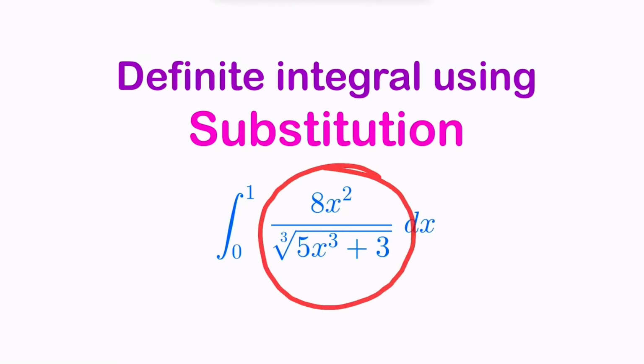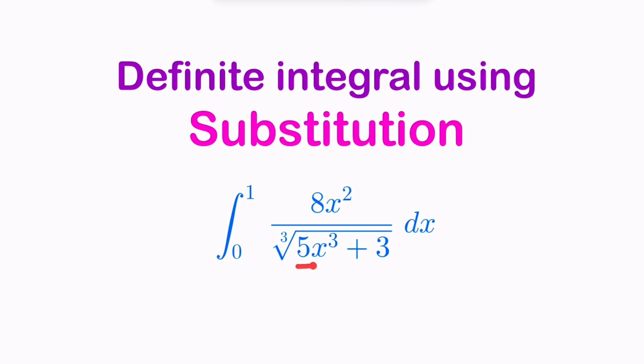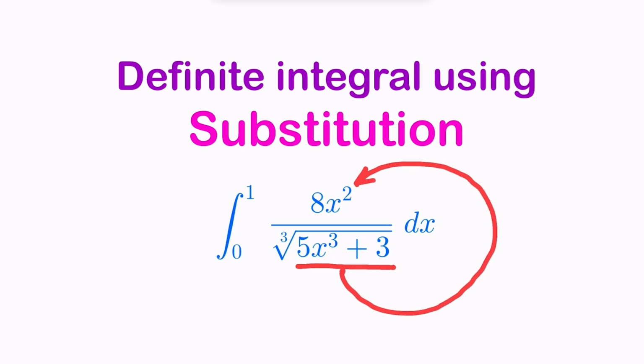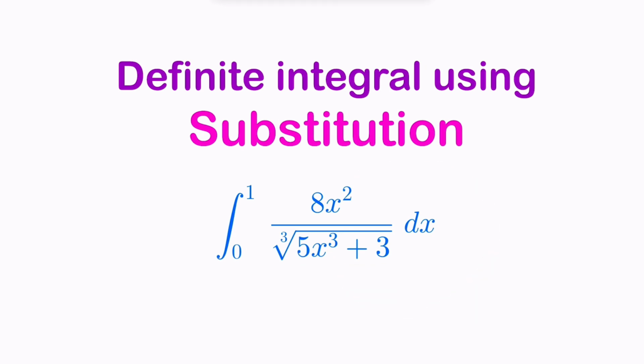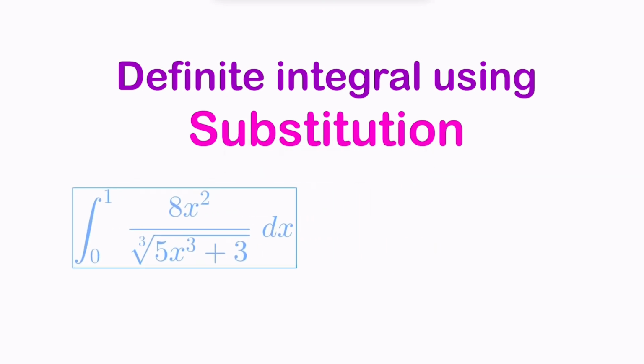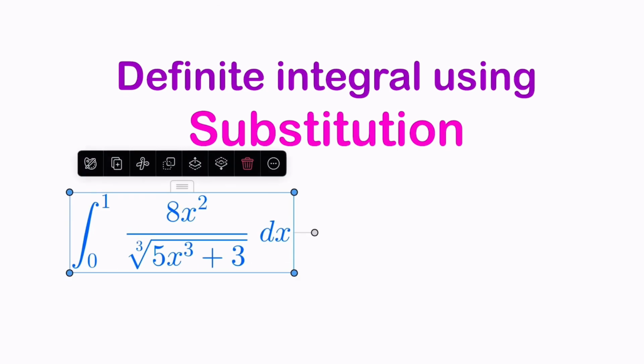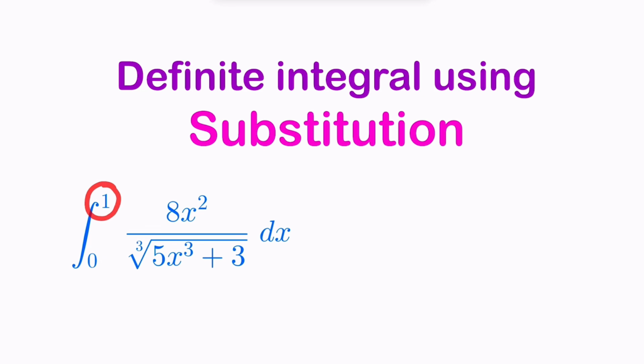Let's use substitution to integrate this here. Now we know substitution's going to work because this expression here, if you differentiate it, you get a quadratic. You get 15x squared, and that's 8x squared, which is close enough. So substitution will work here. Now notice that we have a definite integral, so we have limits, 0 and 1.